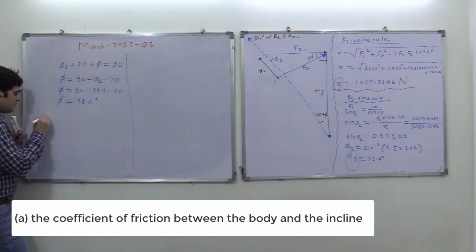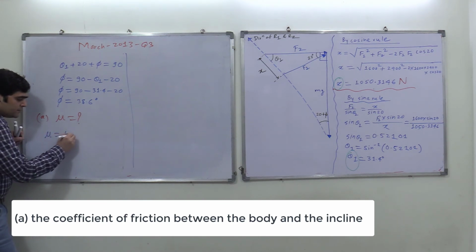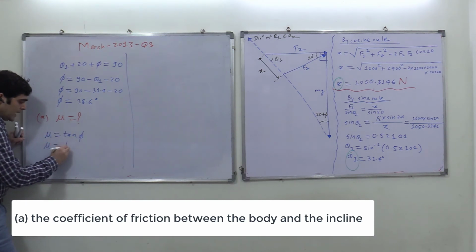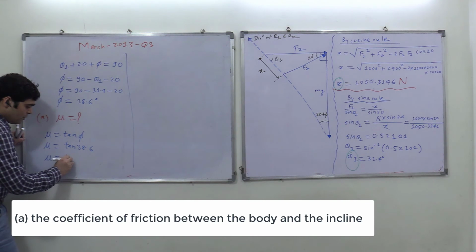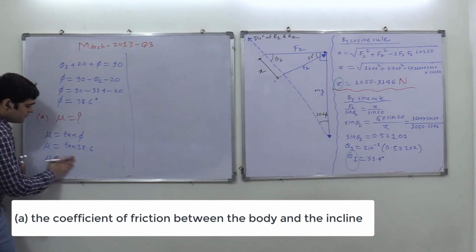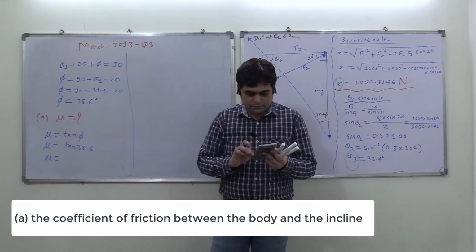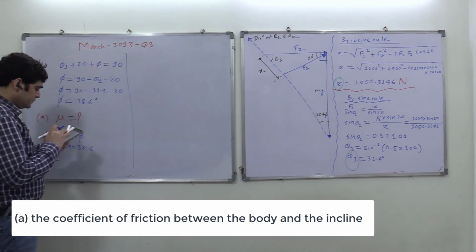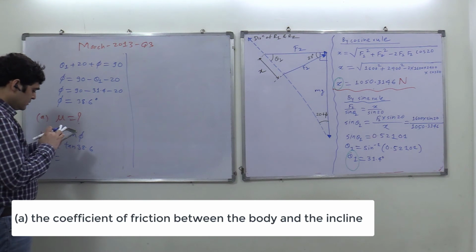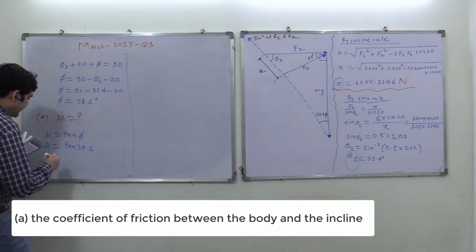So in A part, what is our target? We have to find out mu. And we studied that mu is equal to tan phi. So mu is equal to tan of 38.6. How much will be the value? 0.7983.